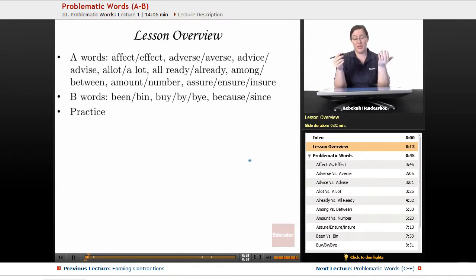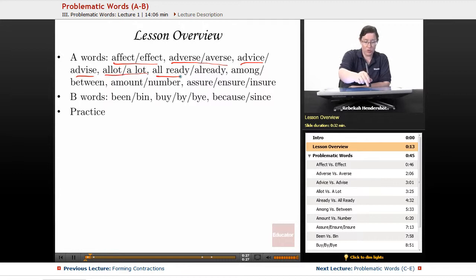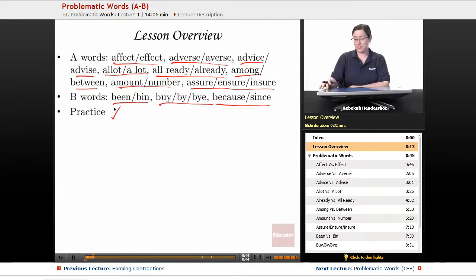These are the words that we're going to cover. We're going to cover the difference between affect and effect, adverse and averse, advice and advise, a lot and allot, already and all ready, among and between, amount and number, assure and ensure and insure, and then we're going to get to the B words, the difference between been and being, by and buy, and when to use because and when to use since. And we're going to conclude with some practice.